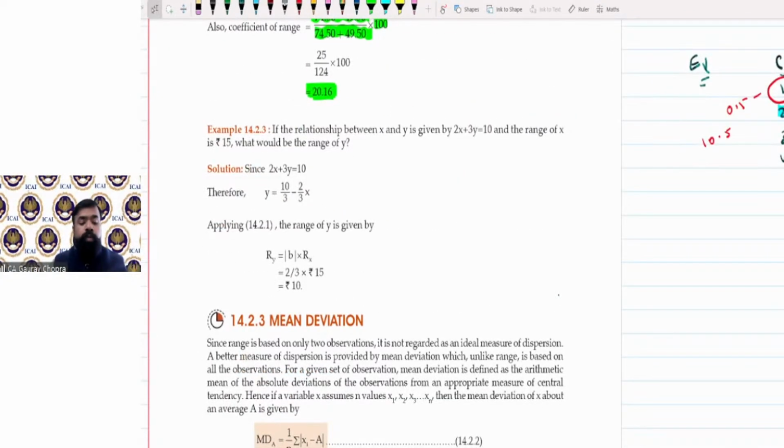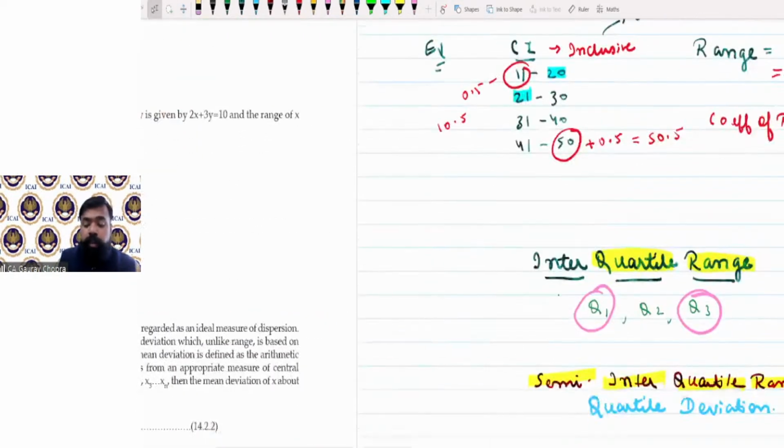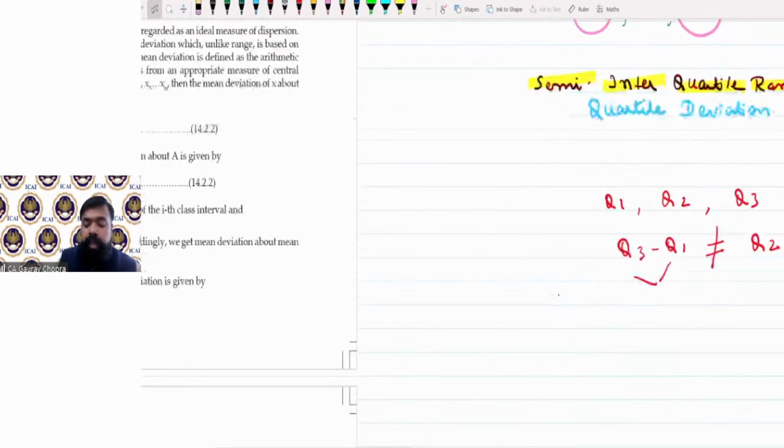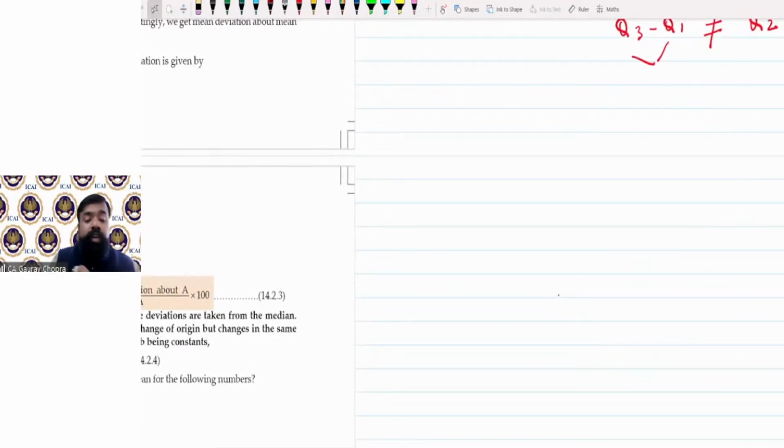So before moving forward, let's solve one more thing. This is example number 3. Before moving on to example number 3, let us understand this with a different example. Now you are having a series: 10, 15, 20, 25, and then 30. This is the given series.